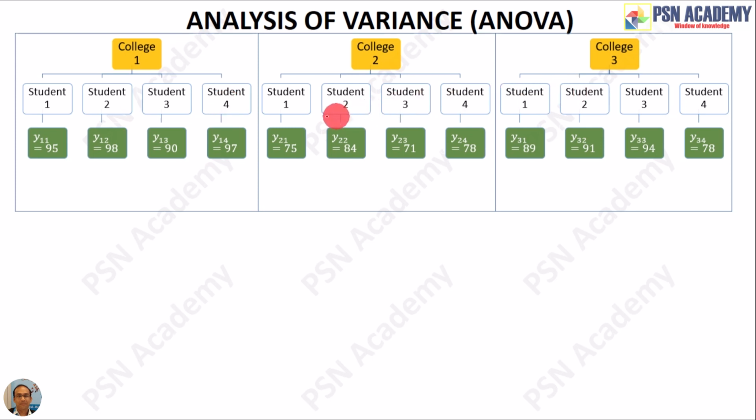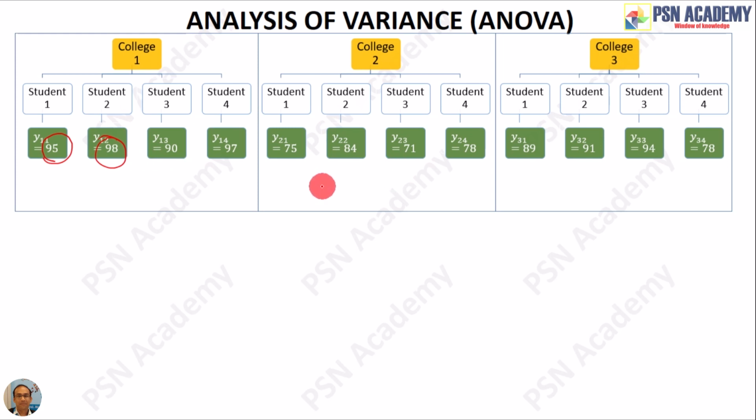Now after taking the tests we have got the scores like this: Y11 belongs to college 1 student 1 and the score is 95. For the same college 1, that is Y1, and the 2 means student 2, that student has scored 98. So in this way we have got 12 scores from these colleges.